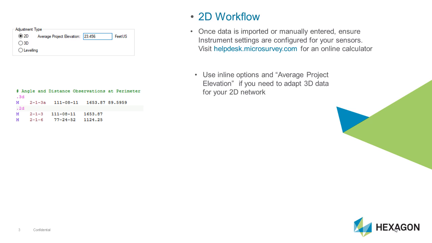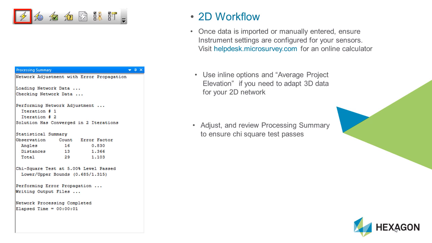If you need to combine GPS data with 2D conventional data, you've got an option to assign an average project elevation in case elevation scale factors need to be computed. You'll also notice that in the input files you've got the option of using inline options to substitute stretches of 3D data along with 2D data, and in the end you'll still get a 2D adjustment.